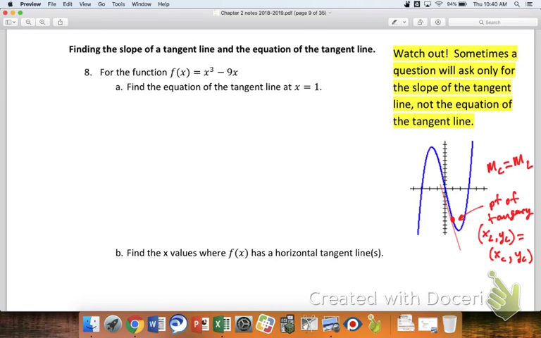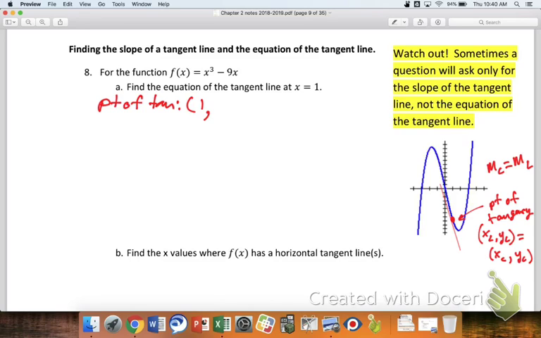Sure, I agree. So x equals 1 is, what's its role? Isn't it part of the point of tangency? I think it is. I totally agree with you. In fact, I could come over here and say that my point of tangency is going to be 1 comma, I don't know yet. 1 comma something. Well, that's not very useful.